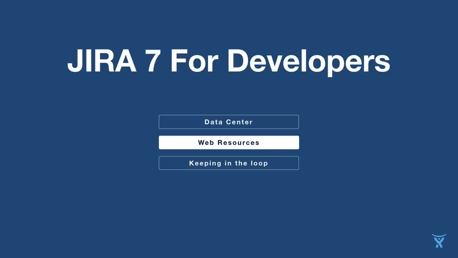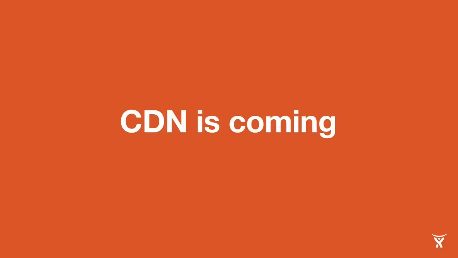So now I'll deep dive a little bit into some of the changes we're making in web resources. CDN is coming. We're currently working on CDN support for our cloud offering, and starting to roll that out across our cloud offering. And as part of doing that exercise, we had to change some APIs to be able to support CDN.